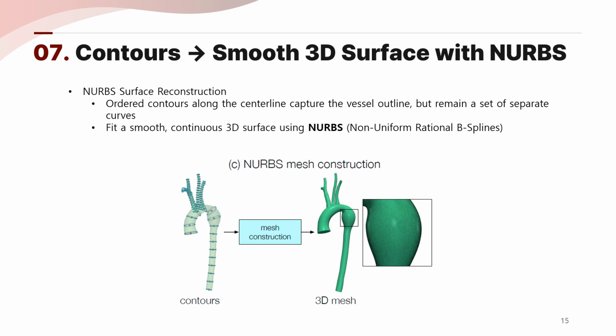Once they map the contours into 3D and arrange them along the centerline, they get the overall vessel shape, but it's still just a collection of curves. To convert these curves into a smooth and continuous vessel surface, they feed them into a NURBS model.